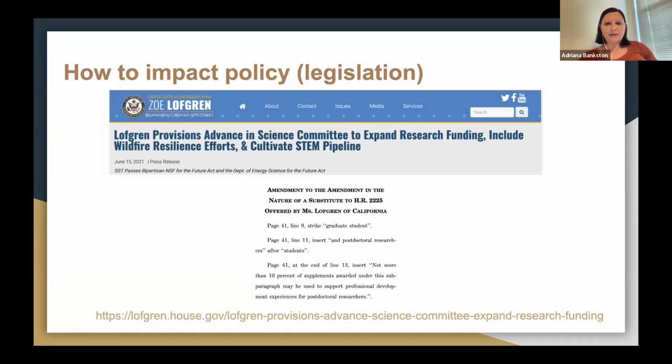And then they also didn't have any options for professional development funding for postdocs. Again, this goes back to my original interest in training. And so we added this language on postdocs and including professional development funding.